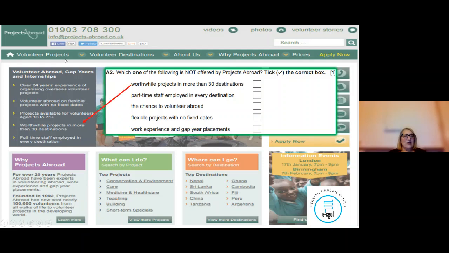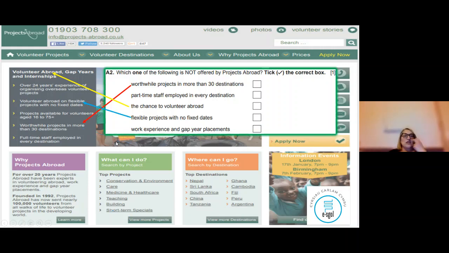You can see here in this section, it says worthwhile projects in more than 30 destinations. So it's not that one, because they offer that. That's in the list of things that they do offer. There's volunteering, the chance to volunteer abroad. Again, the title there says volunteer abroad, gap years and internships. So we know they offer that.